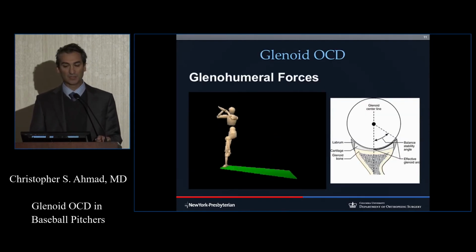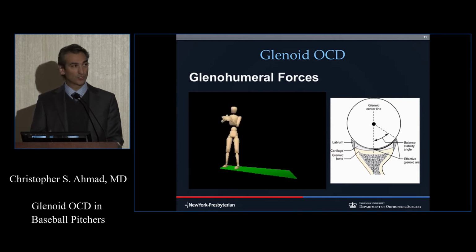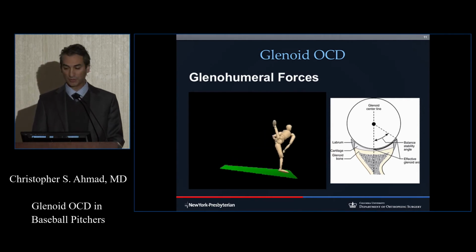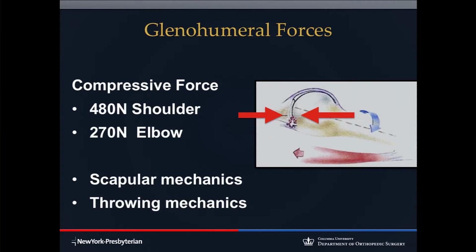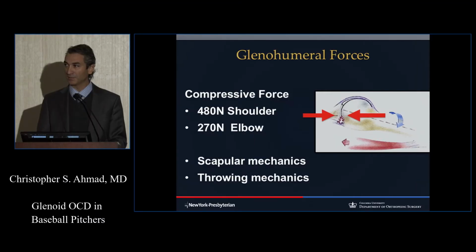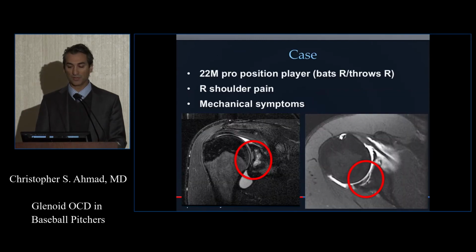Well, let's get back to the glenoid. There's force on the shoulder, clearly, as Brandon told us about, and it's a complex movement. How big is the force? It's almost twice as big as it is on the capitellum. That's what happens in throwing. And of course, the motion is complicated. Scapular mechanics, throwing mechanics, there's variations amongst throwers. Certainly, these are going to contribute to some athletes having more force on their glenoid.